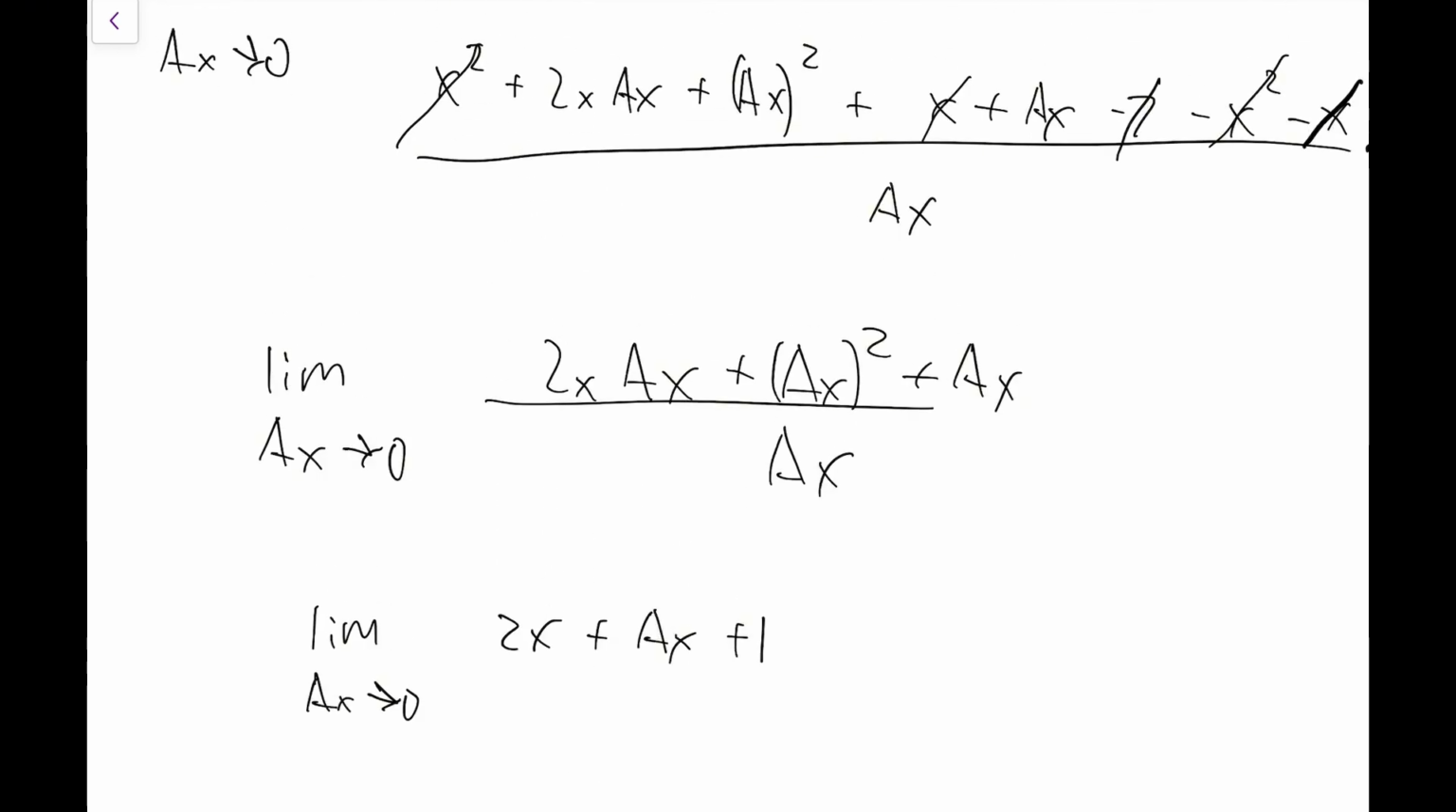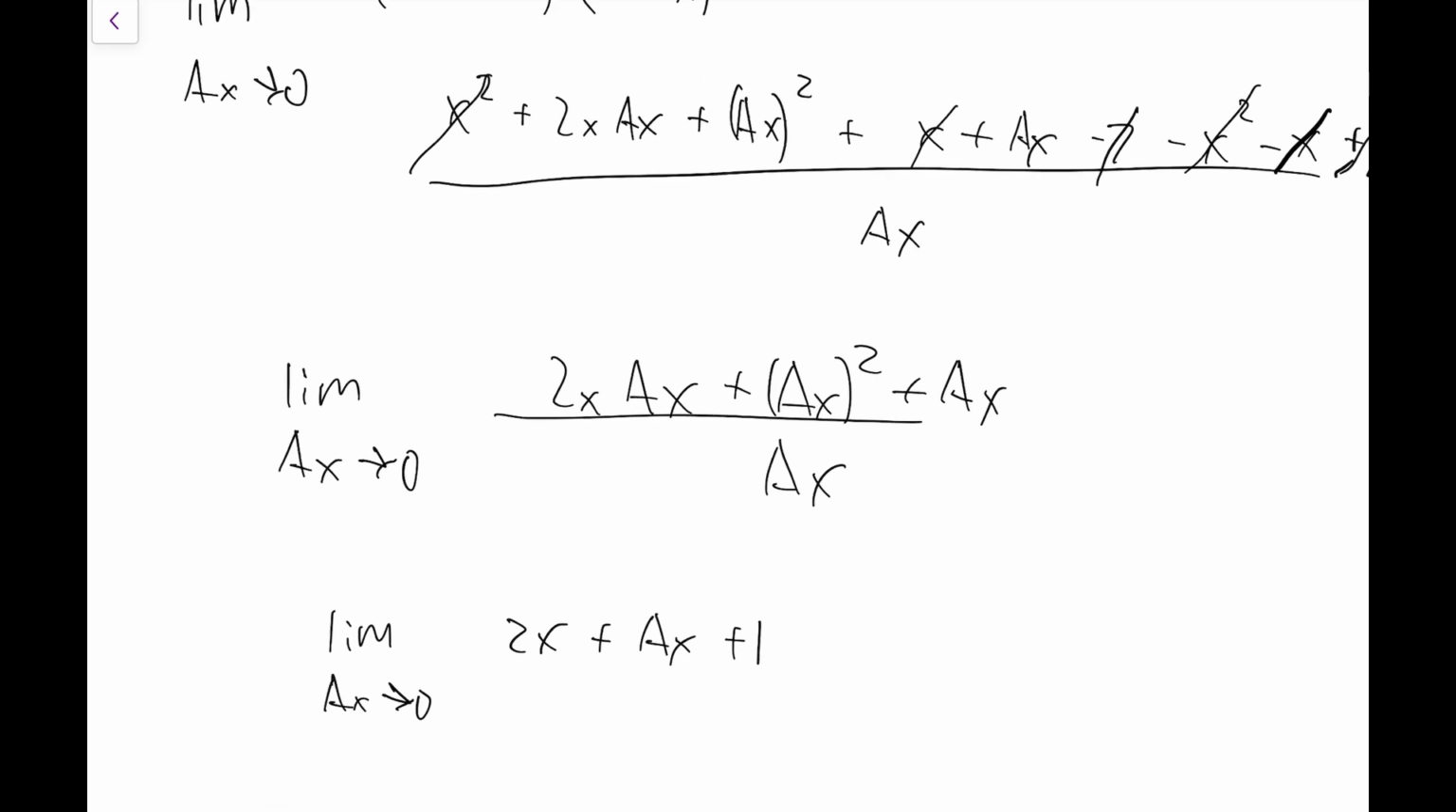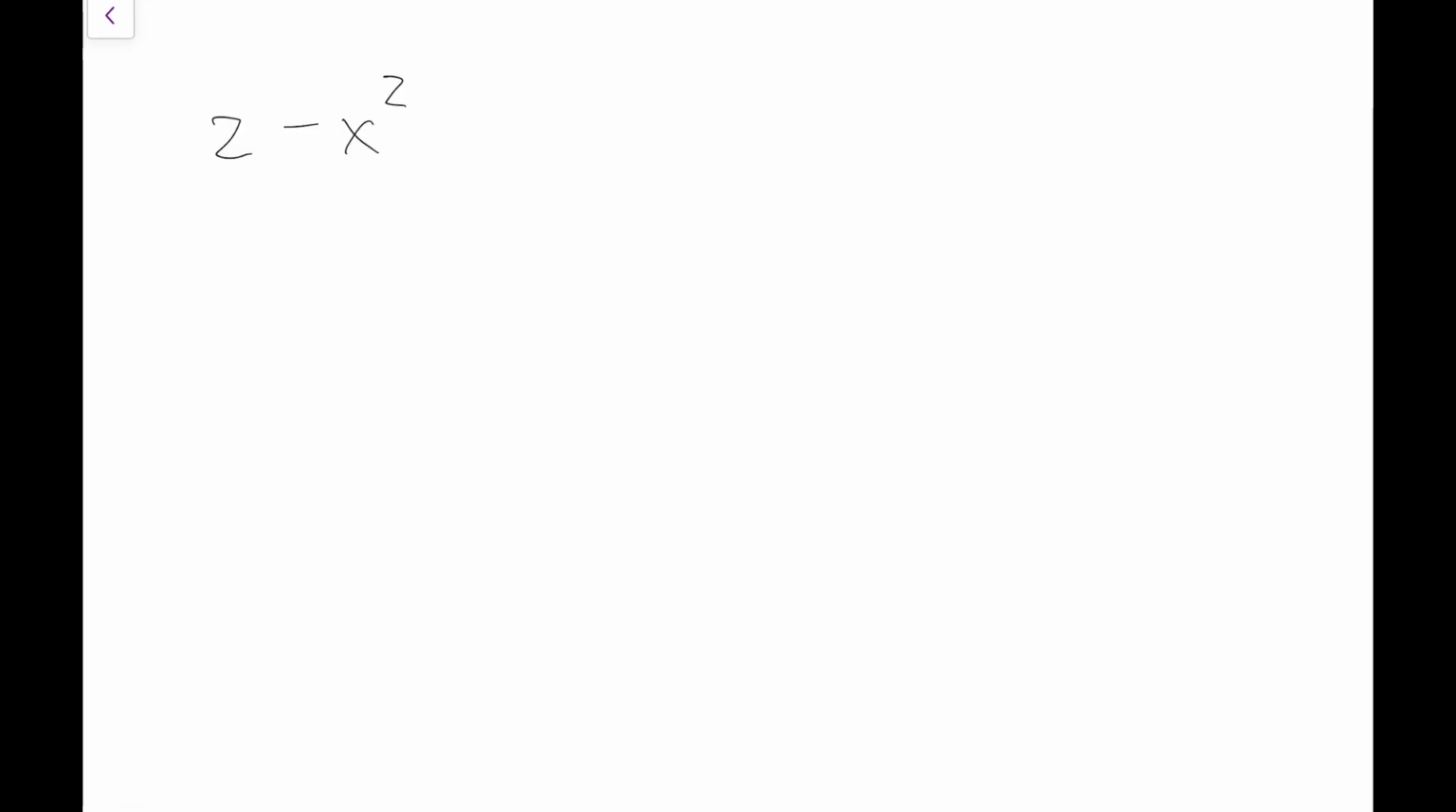Also, when you're doing this, make sure that when you want to plug in 0 for delta x, you do it at the appropriate time, like now. Because if you do it before, you'll have a 0 in the denominator, making it undefined. So all we have to do is apply the limit now. So it'll be 2x plus 0 plus 1, which is 2x plus 1. That is your derivative. Okay, so now let's look at a different one.